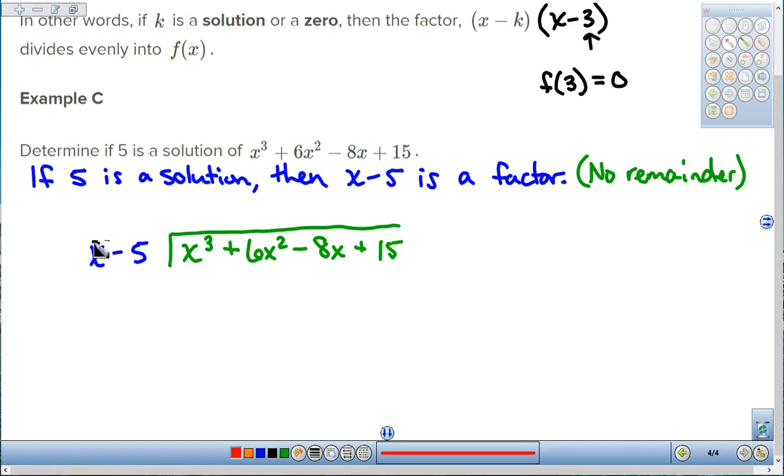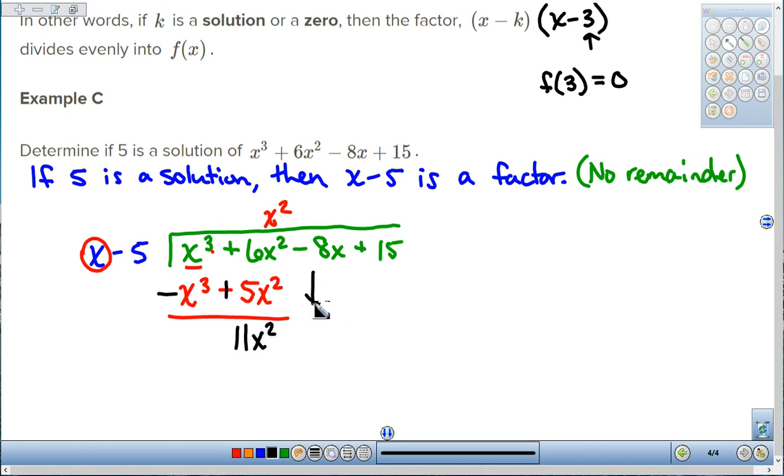Okay, last process here. Take x. How can I get x cubed? Multiply by x squared. X squared times x is x cubed. X squared times negative 5 is negative 5x squared. Subtract, so change your signs. X cubed minus x cubed, nothing. 6x squared plus 5x squared is 11x squared. Bring down your new term, negative 8x.